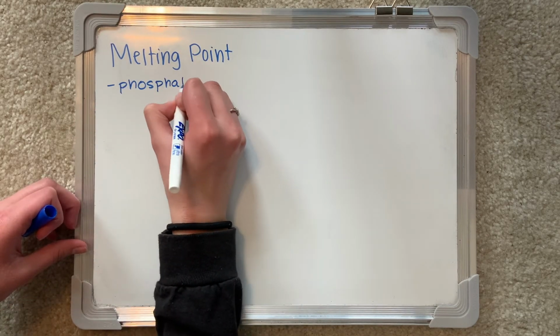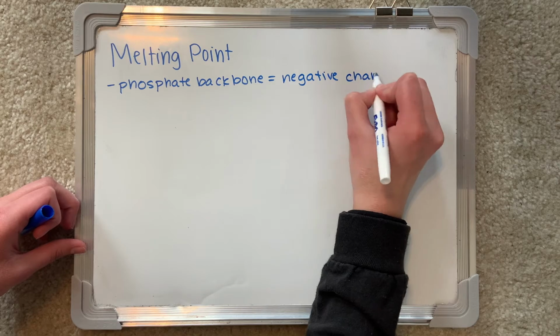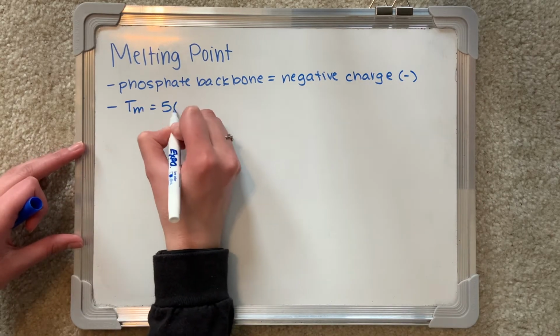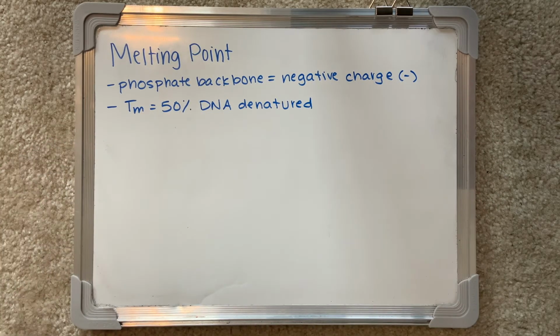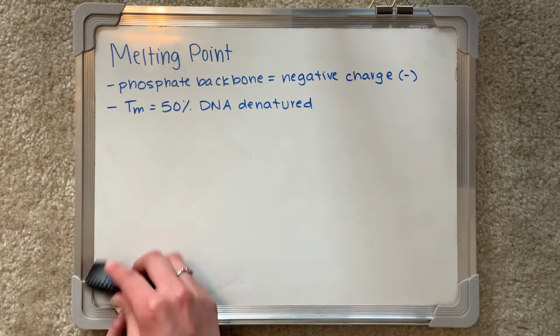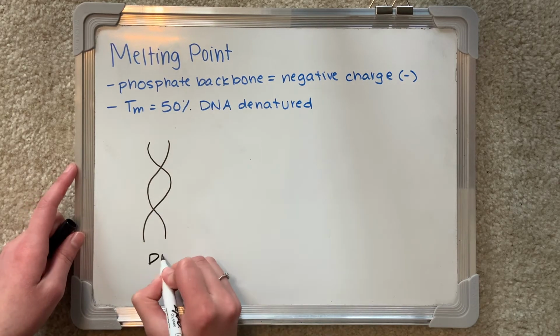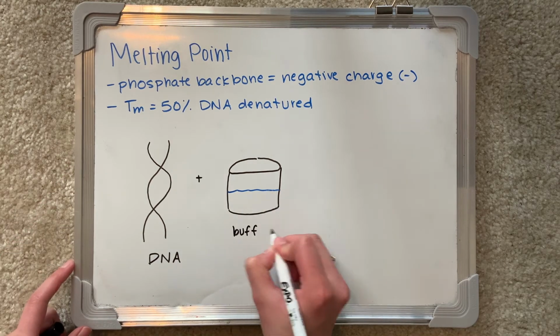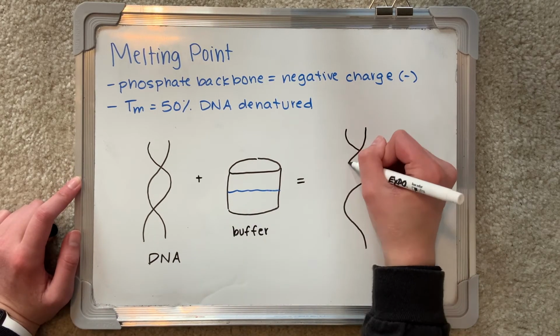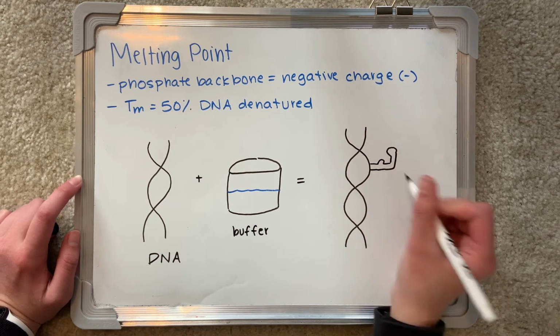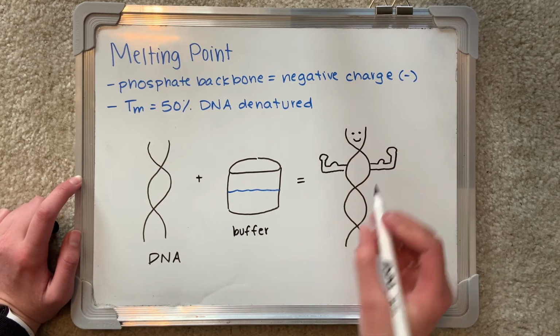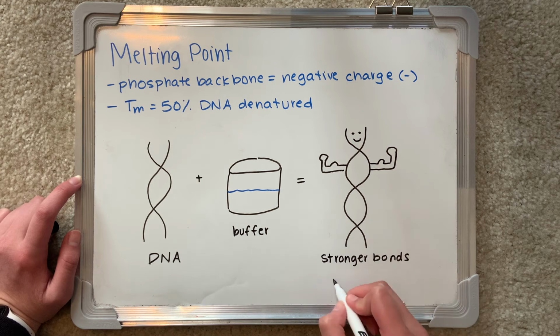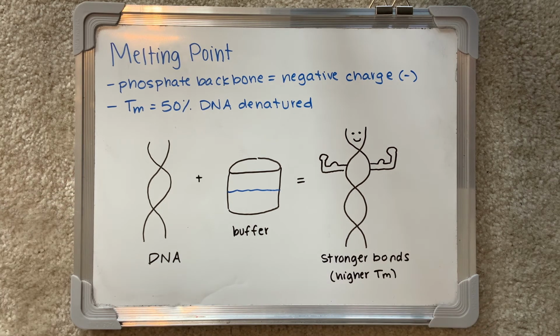The phosphate backbone we talked about earlier has a negative charge, which acts as a destabilizing force within the molecule. If we added some DNA to a salt solution buffer, however, the negative charge would be partially neutralized, reducing the destabilizing forces. Thus, the DNA would be held together more tightly, so the amount of heat required to denature or break apart the molecule would increase. We call the point at which 50% of the DNA is denatured the TM, so using a salt solution buffer would ultimately increase the DNA's TM.